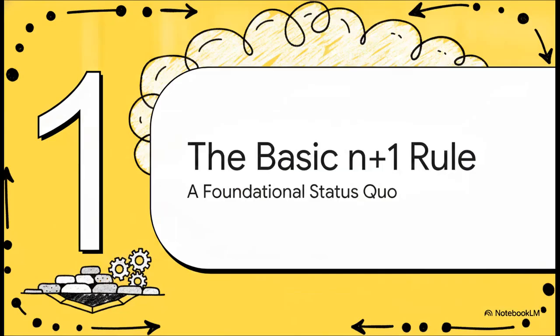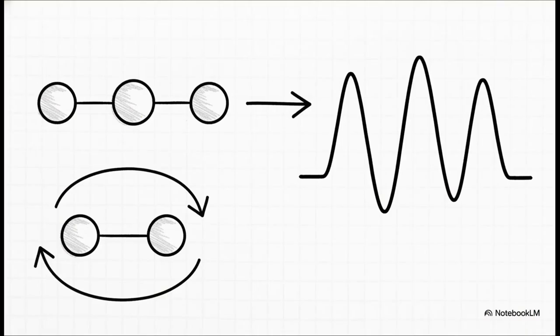Section 1. The basic N+1 rule. Let's start with the comfort of our foundational status quo. Okay, so the spin-spin splitting phenomenon is usually explained by the good old N+1 rule. You already know this one. Each type of proton basically senses the number of equivalent protons, that's our N, on the adjacent carbon atoms. Its resonance peak then splits into N+1 components.